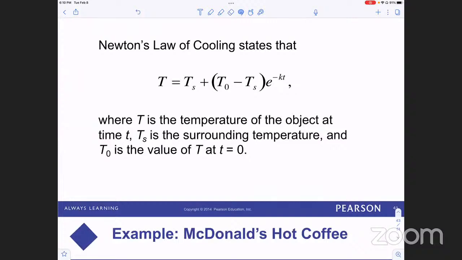T is the temperature of the object based on the time. So however long we wait, that'll give us the desired temperature. Let me just write it. T equals T sub S plus T naught minus T sub S, times e to the negative kt.